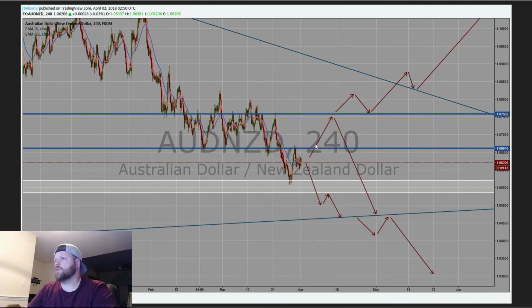It's pretty simple. With AN, it does consolidate a lot, but it has a lot of really nice levels, where you can follow price pretty easily. And so AN's one of those pairs that you can buy to one level, and once it reaches that level you can sell down to the next level, and so on and so forth.